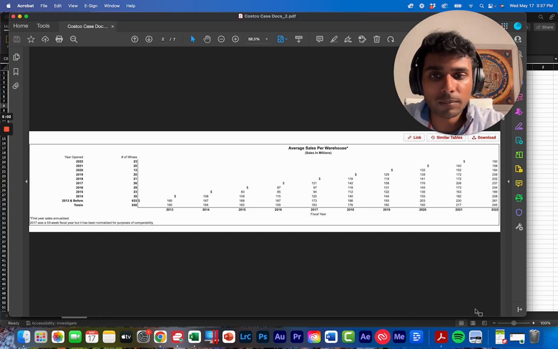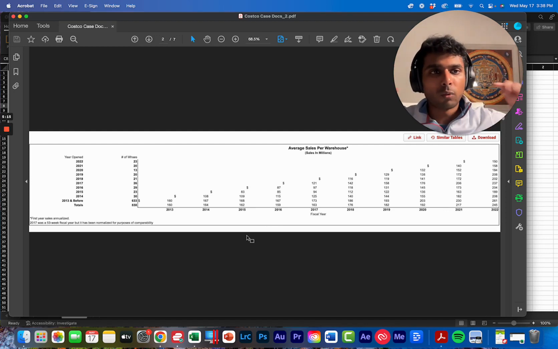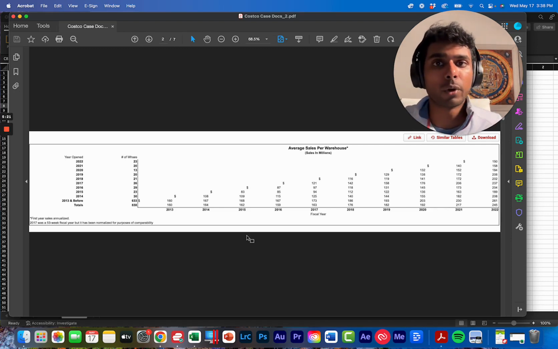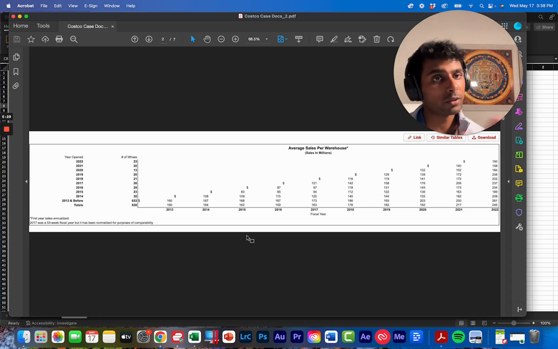I just wanted to put this out there for you to start creating the inference in your mind, and have this in the back of your mind: this is one way to break up the unit economics, sales per warehouse. But how you break up a business is going to depend mainly on what the company discloses. Some companies disclose a lot of information, others don't.